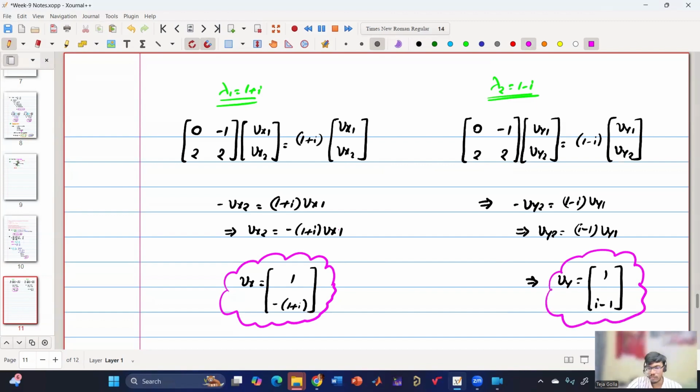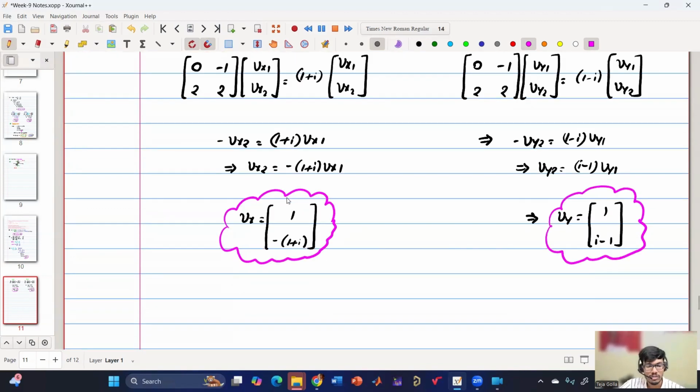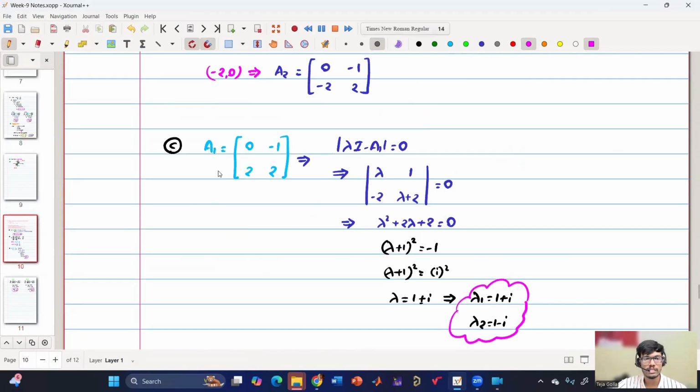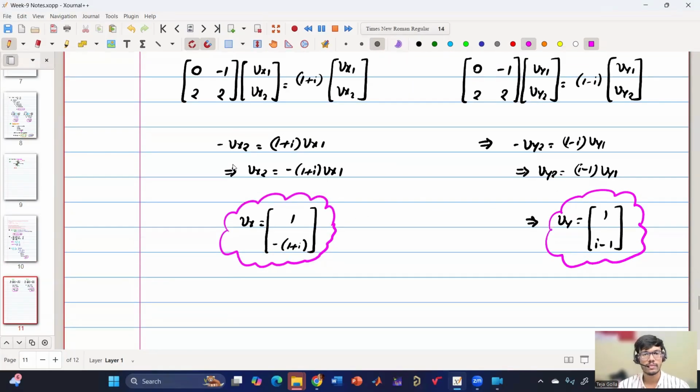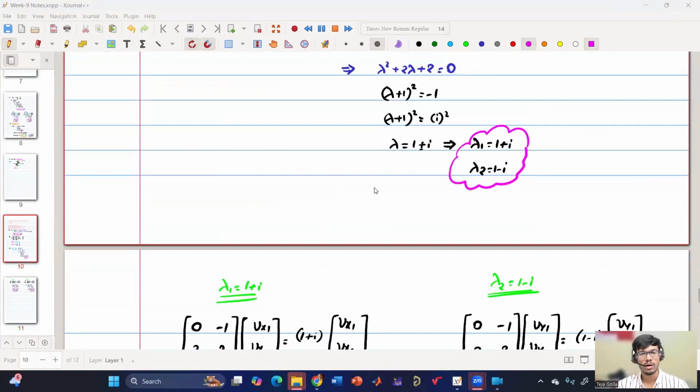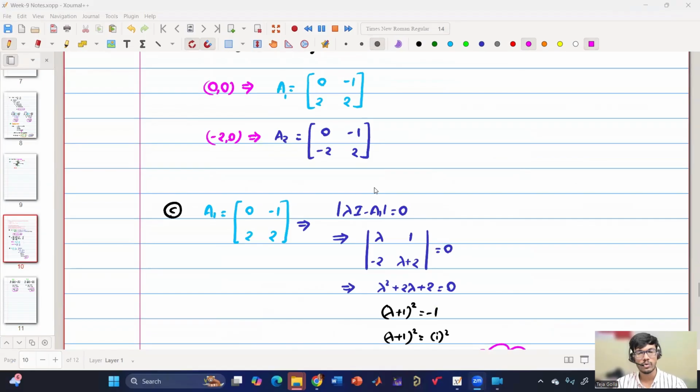Is this clear, how we got the eigenvalues as well as eigenvectors for the first matrix A1? Now we are going to repeat the same for the second matrix. Until this point, is this clear, Naveen? Yes. Okay.